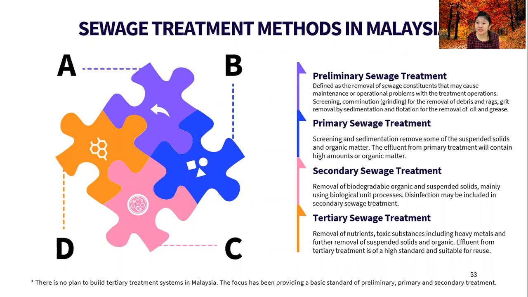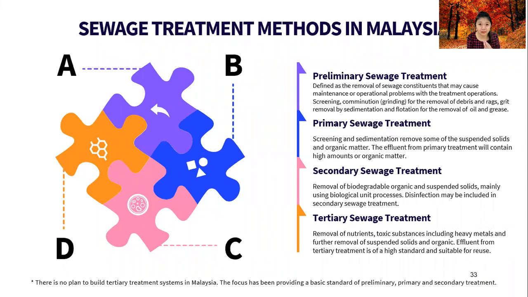Actually, in Malaysia, we didn't have a tertiary system. Okay, so the preliminary is defined as the removal of the sewage constituents that may cause maintenance or operations problems. So here it is more to the bigger size. So we will remove the debris, the rags, and then grit removal by sedimentation and flotation. This is to protect our system later so that no big items go in, so it won't create any problems to the machines or clog or block it.